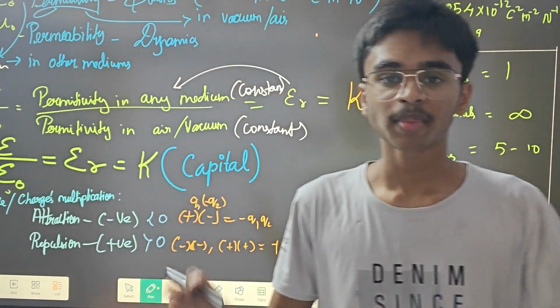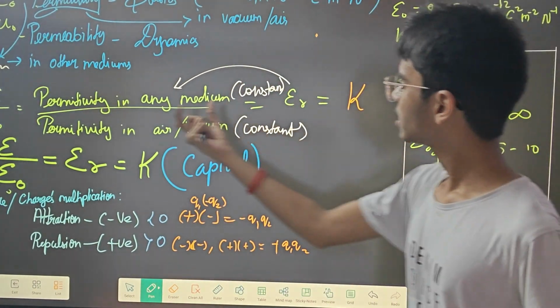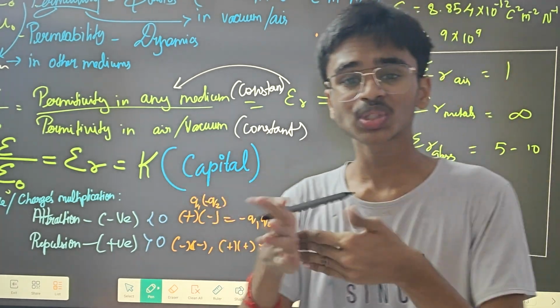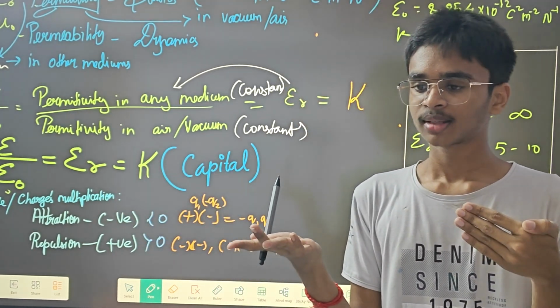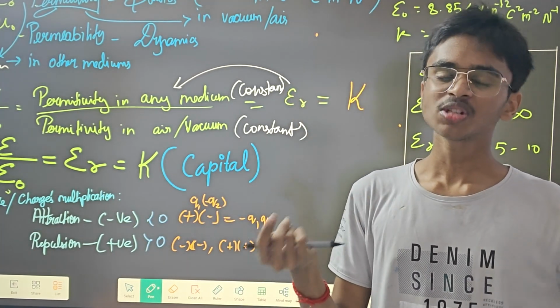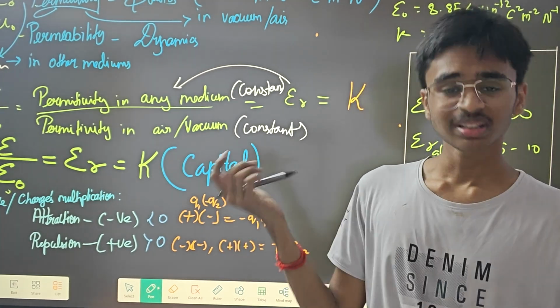Next is epsilon r with metals. In terms of metals, that means the permittivity. The metals will be actually allowing electric fields very easily through them.